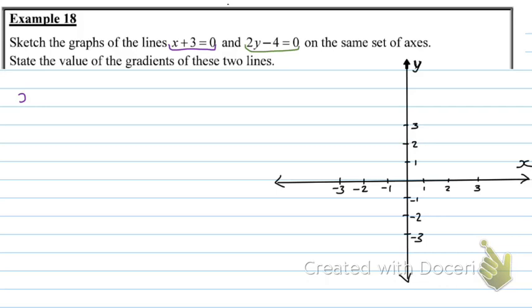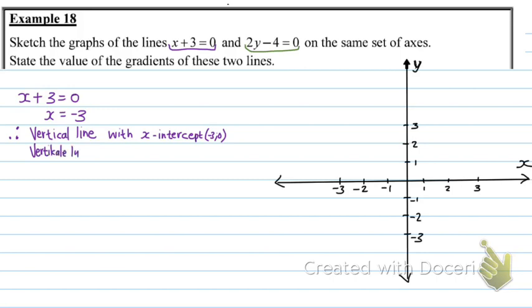Okay, so the first one was x plus 3 is equal to 0. I'm going to take the 3 over so I can get x alone. So it's going to be x is equal to negative 3. So this means that it's going to be a vertical line with the x-intercept (negative 3; 0). So I'm going to put a dot on negative 3 on the x-axis and draw a line vertically through that and write down the equation x plus 3 is equal to 0, and the coordinates of the x-intercept.